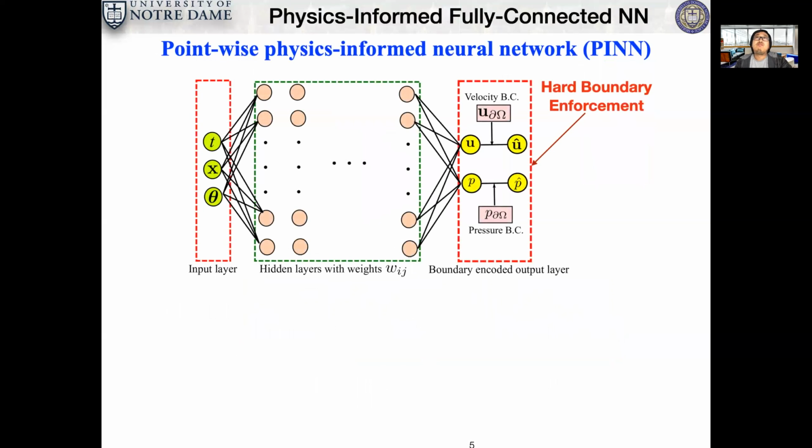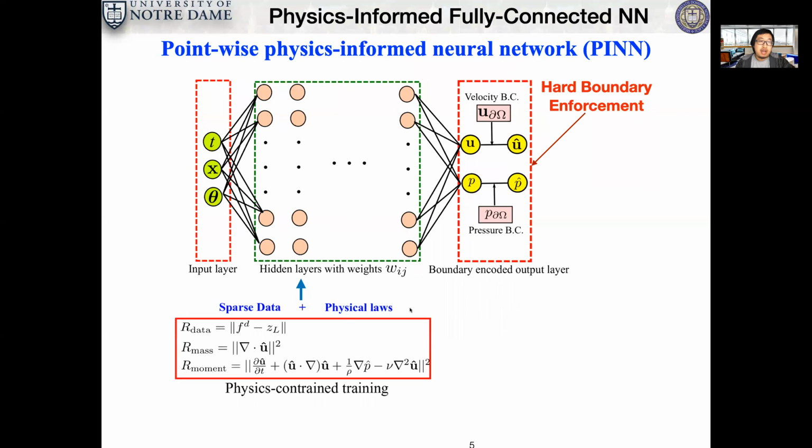This idea is known as physics-informed or physics-constrained deep learning. For example, we can formulate a point-wise physics-informed neural network, aka PINN. It takes the spatial and temporal coordinates as the input and outputs the corresponding flow solutions in a point-wise manner.